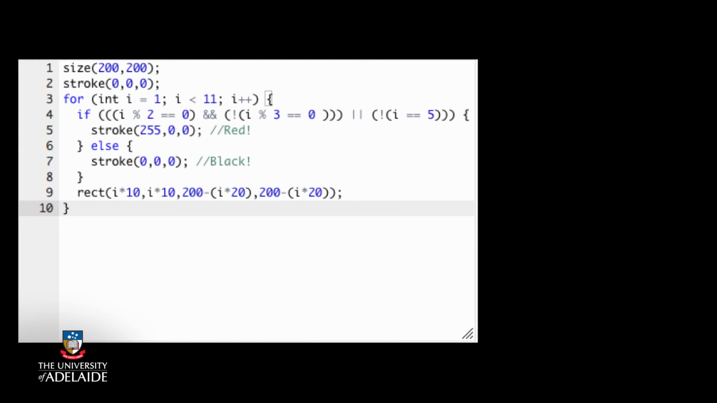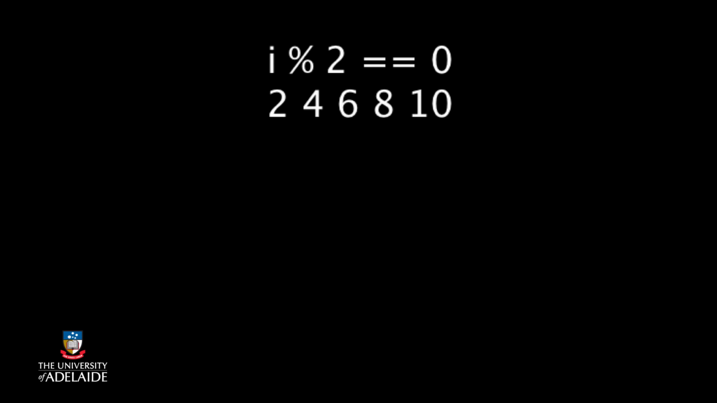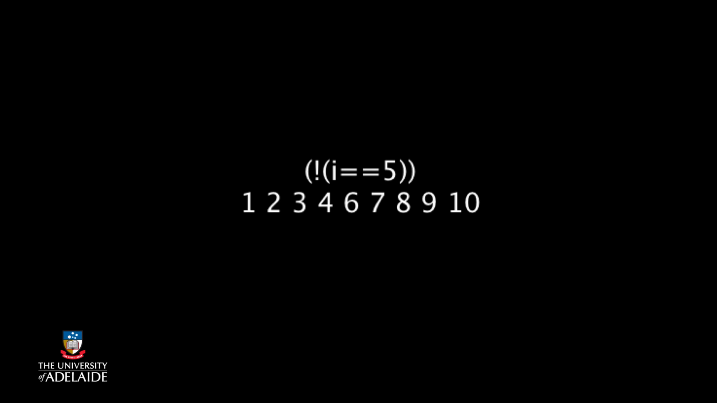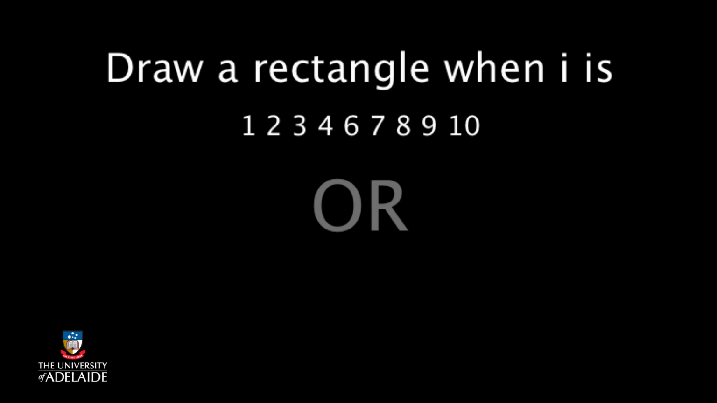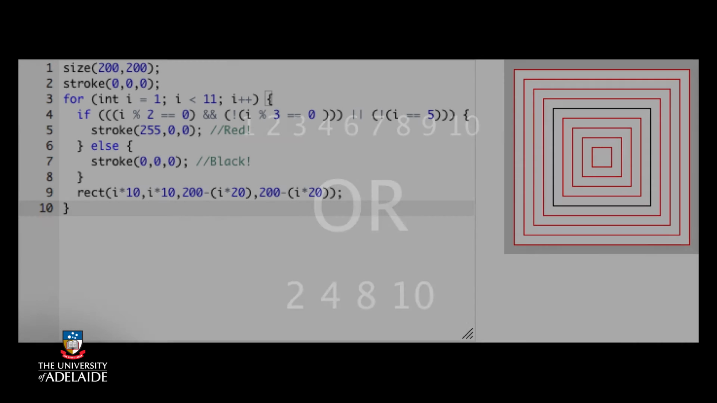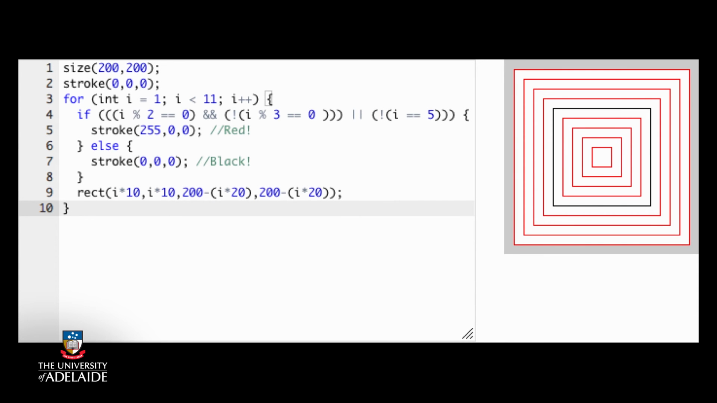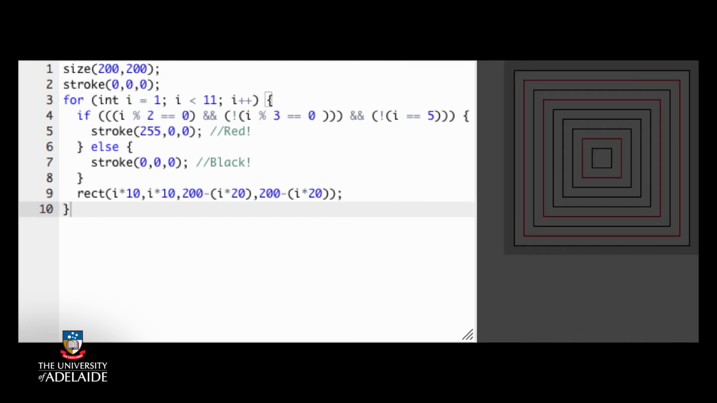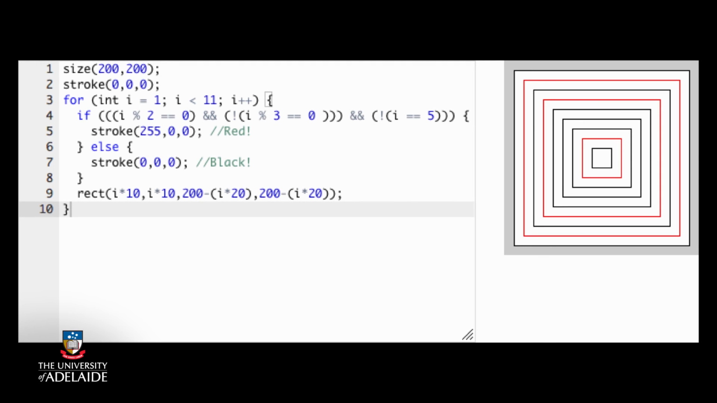Let's break this down to work out what should happen and look at each condition in turn. Numbers divisible by 2. Numbers that are not divisible by 3. Combining this gives us the left-hand side, but the right-hand side is every number that's not 5. OR says we'll draw a red rectangle if one or the other is true. So we'll draw red rectangles 9 times if we use an OR. What about AND? If we change the conditional, then we will only draw a red rectangle when both conditions agree that they should. And that looks like this.